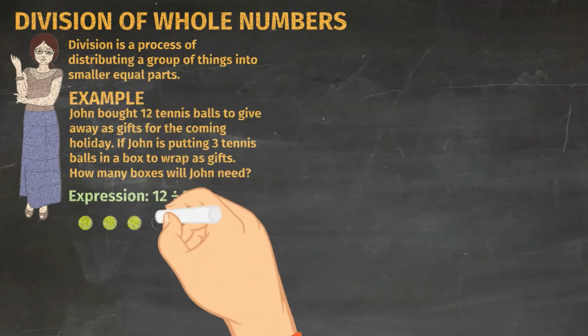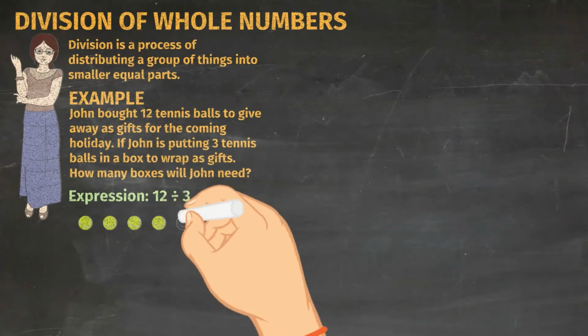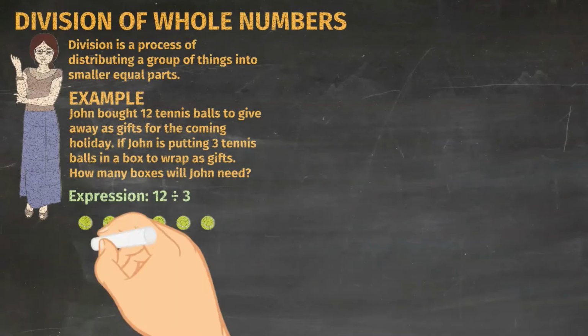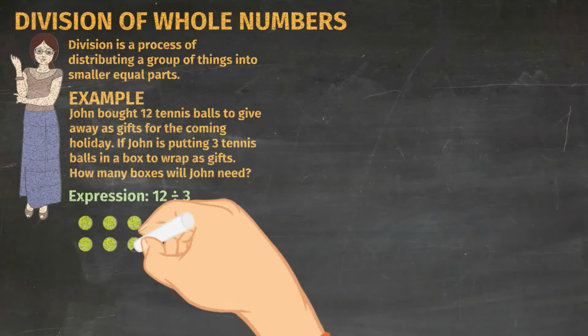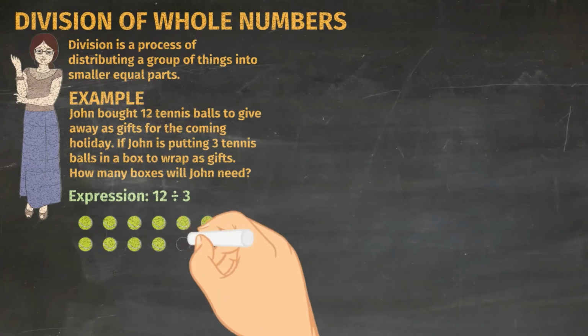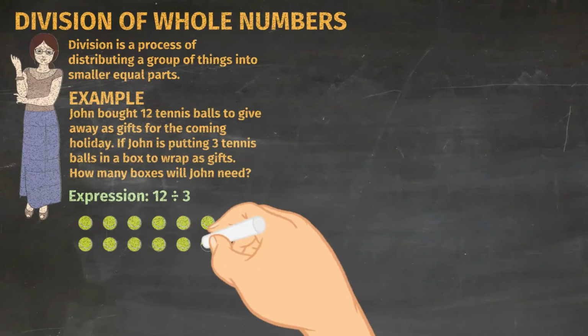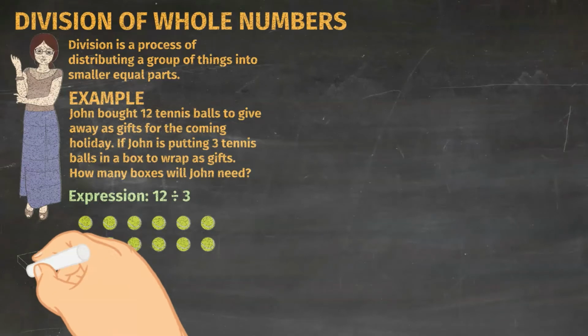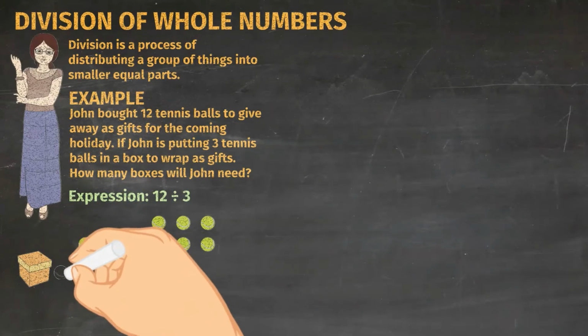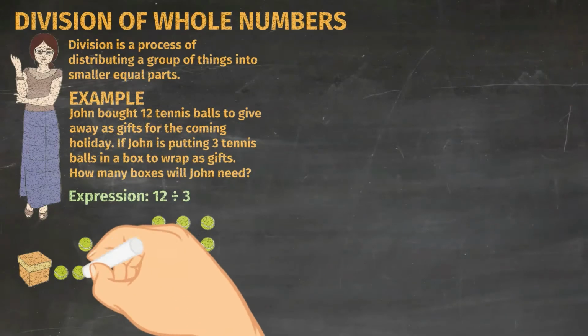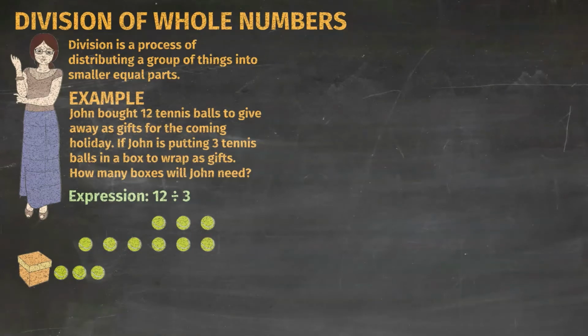Let us analyze the given information. There are 12 tennis balls. These tennis balls have to be grouped by 3s per box. How many boxes are needed? Let us start with one box. Let us take 3 tennis balls from the group of 12 tennis balls and assign them to this first box. We now have a group of 3 tennis balls for the first box.